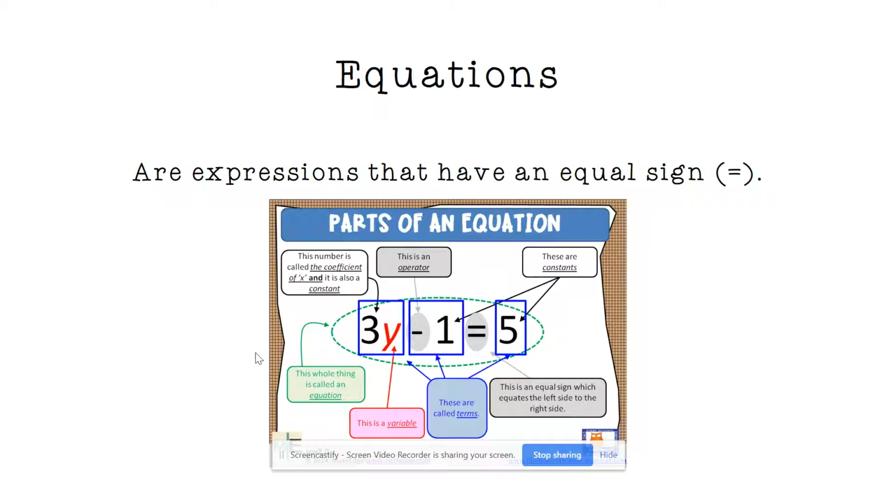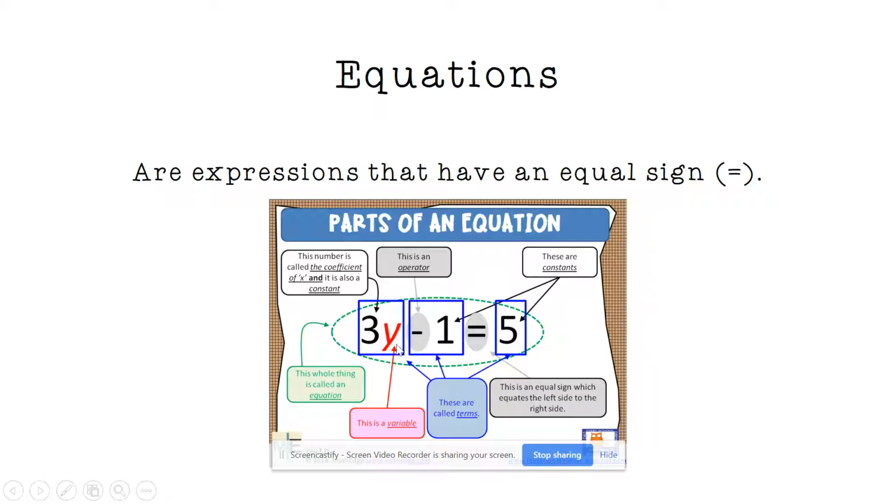So, today we're going to be talking about equations. And what is an equation, you may ask? Equations are expressions that have an equal sign. In here, we have the parts of an equation. We have 3x minus 1 equals 5. So, the whole thing is going to be the equation.